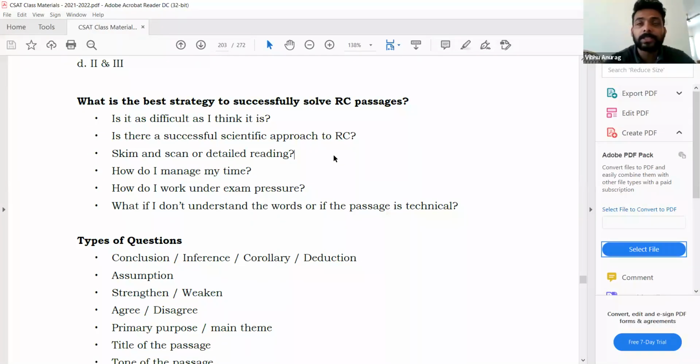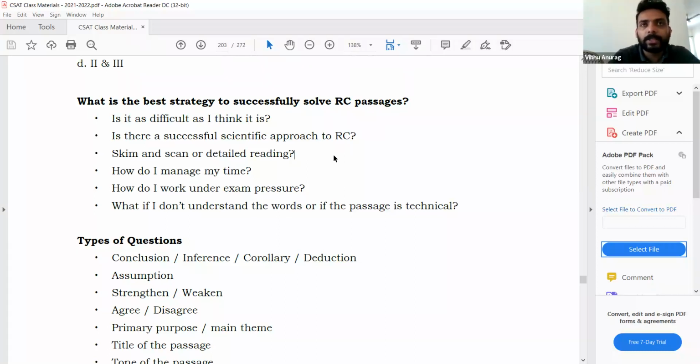Mostly they're just one paragraph, 5 or 6 lines. Sometimes there are two paragraphs, but rarely you will find a CSAT passage that is longer than that. So read the passage in detail, and the questions are not that straightforward. So anyway, skimming is not going to help you because by skimming through options, you can't answer difficult questions.